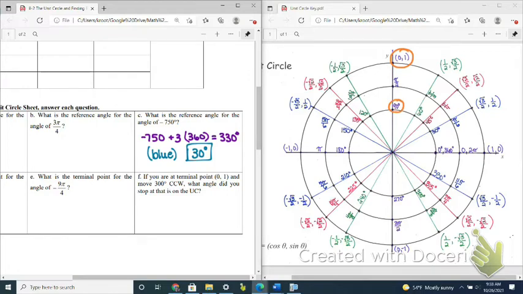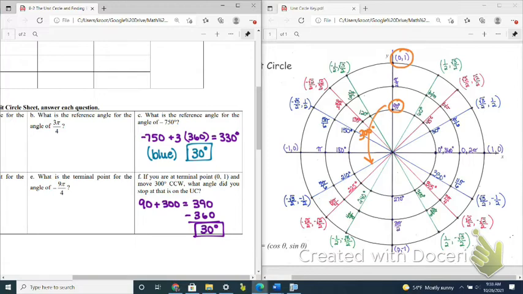And I move 300 degrees. So I'm going to keep moving, and I'm going to do that for 300 degrees. So I'm going to take 90, and I add 300. So that gets me 390. Well, I know I don't have a 390 degree on there. So I need to subtract 1 full circle. So going 300 more degrees will land me back at my 30-degree spot.